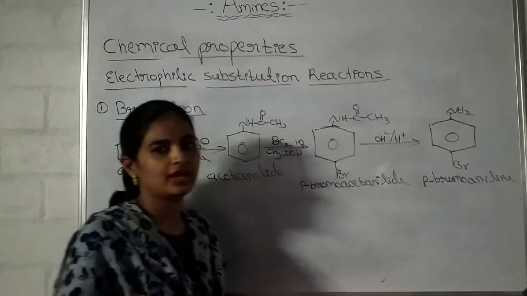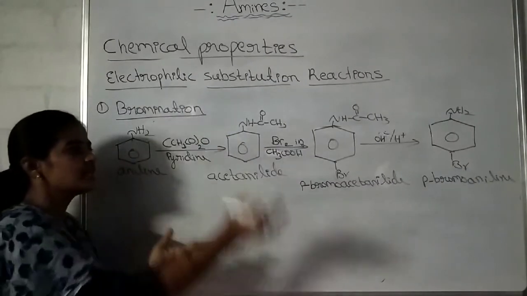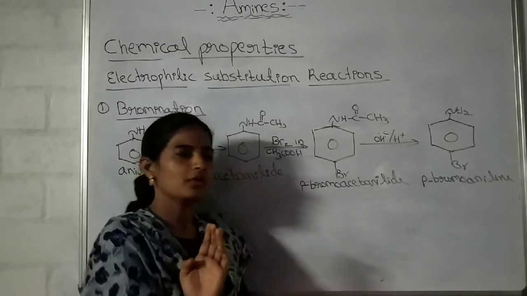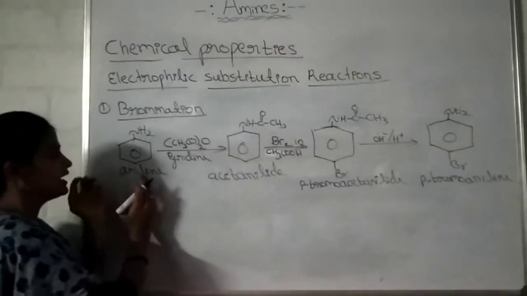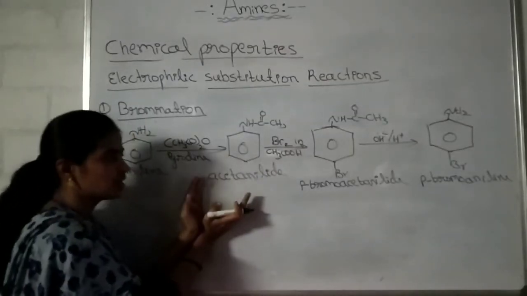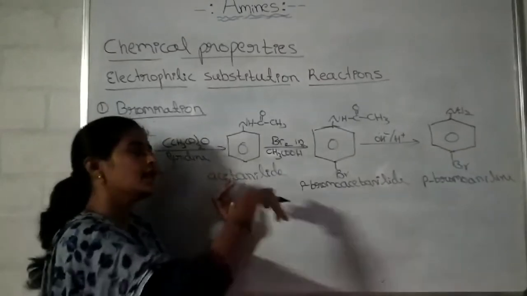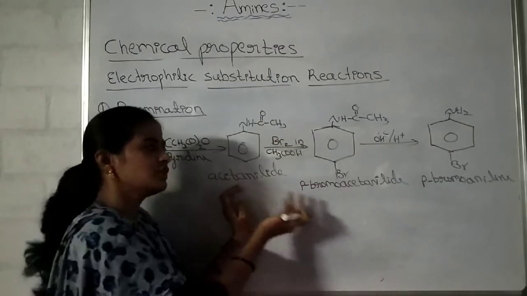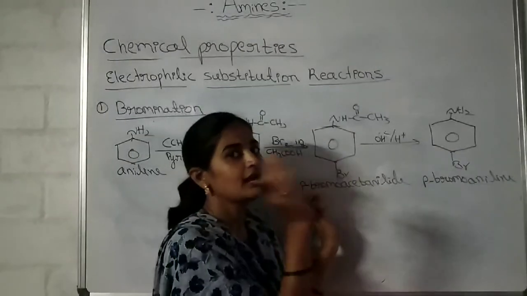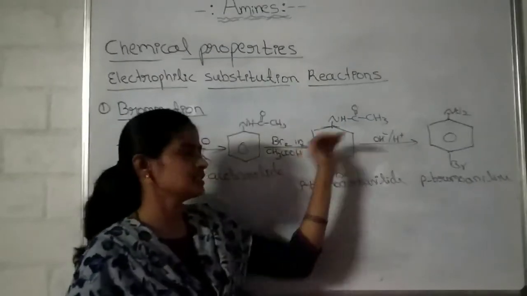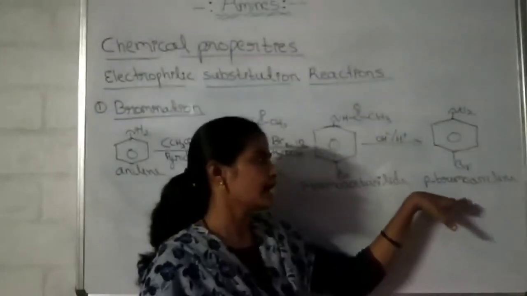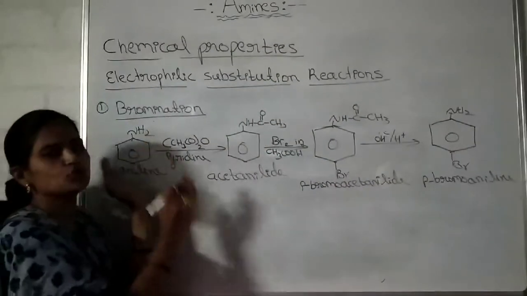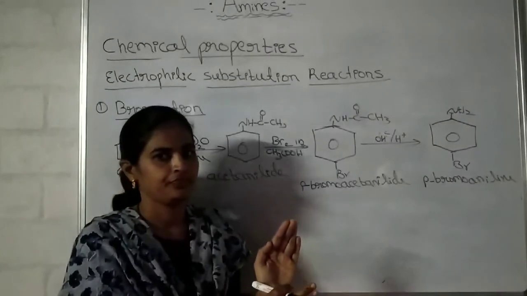Please observe it carefully, my dear students. Instead of carrying out the bromination reaction directly on the aniline, what have we done? We made aniline undergo the acetylation reaction to get acetanilide. Then, when acetanilide is treated with bromine in acetic acid, we got para-bromoacetanilide. But I want the amine, therefore I made it undergo hydrolysis. I got para-bromoaniline. This is the actual bromination reaction.